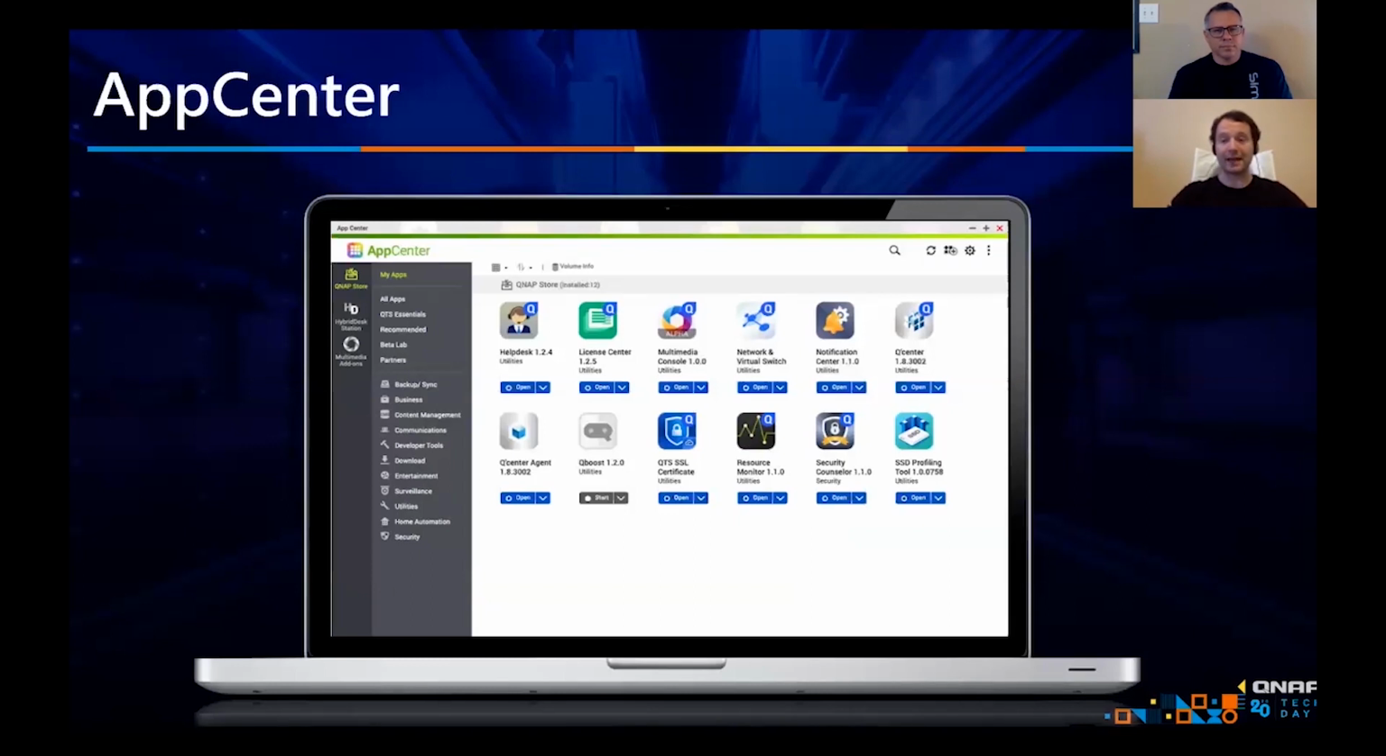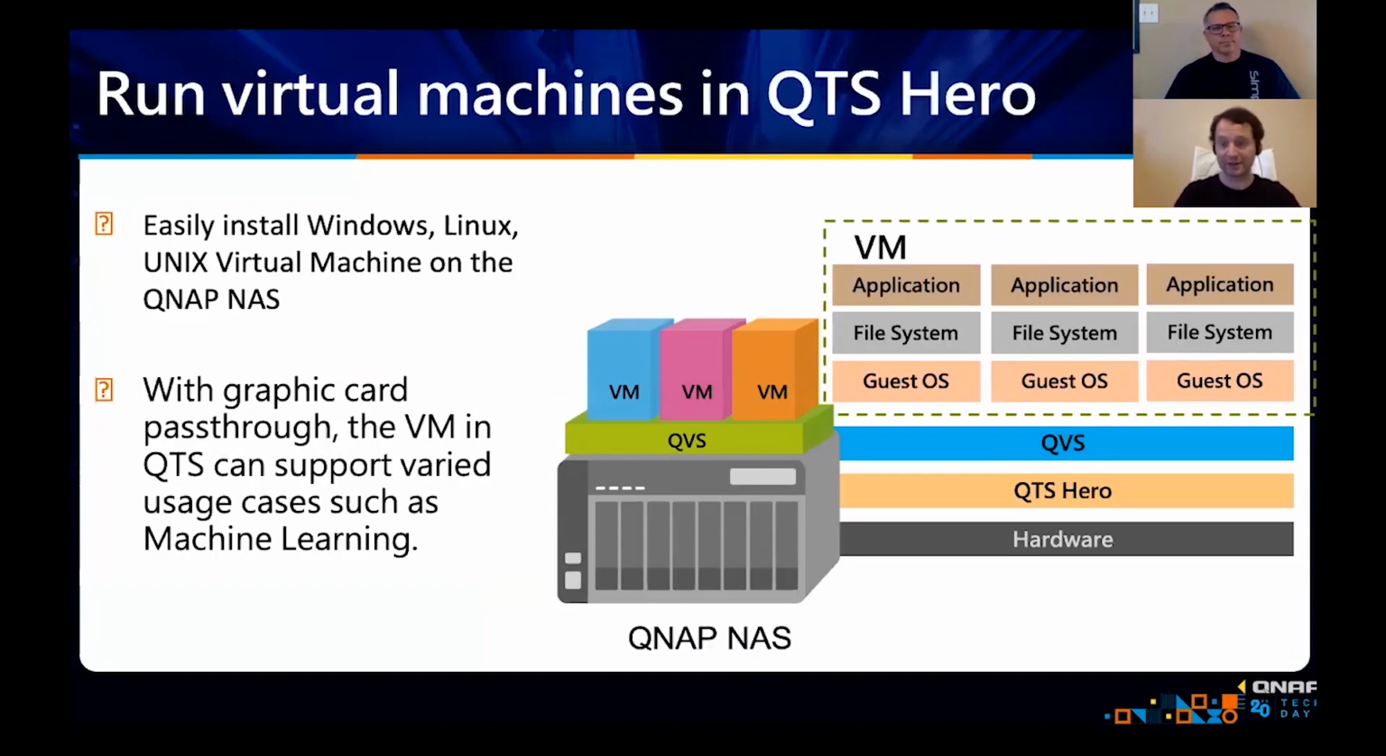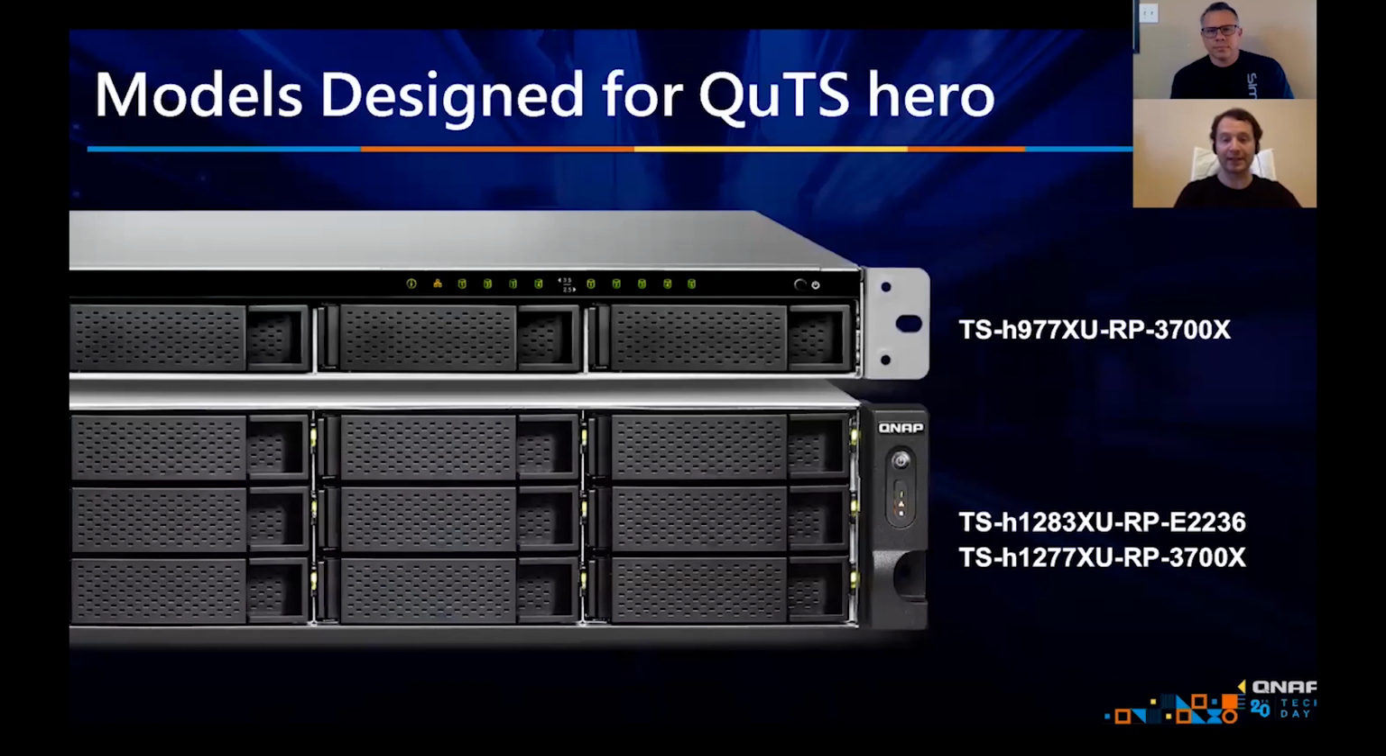And you get all these benefits of ZFS without having to sacrifice the App Center. What that means is you can still run hybrid mount, use your NAS as a cache space for your public cloud. You can still run virtual machines in our hypervisor, use the NAS as a VPN, Plex media servers, so many things, more than 100 apps. And you don't have to sacrifice that now with ZFS. You have the same benefits you're used to having from QTS, but with the benefits of ZFS as well. And we are currently releasing this on our special QTS Hero NAS.